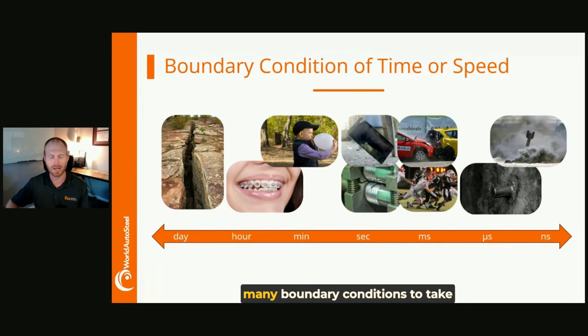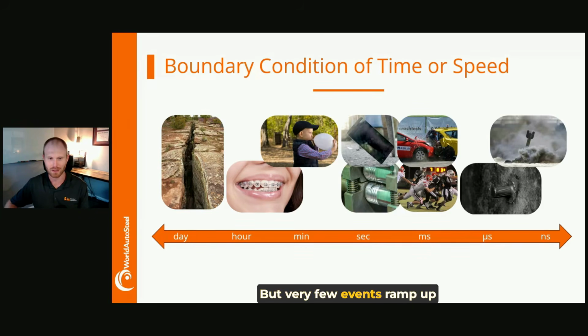There are many boundary conditions to take into account when performing coupon level tests, such as loading condition, direction, environment, temperature, etc. But one of the ones that is most often overlooked is time or speed. Looking at loading events, we see that the vast majority of these events occur on a timescale between a second and a millisecond. These are just a few examples that I have on the screen. There's obviously many more as we try to imagine what different loading conditions can happen around us.